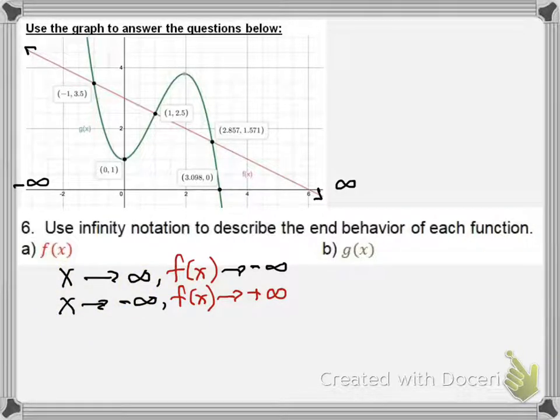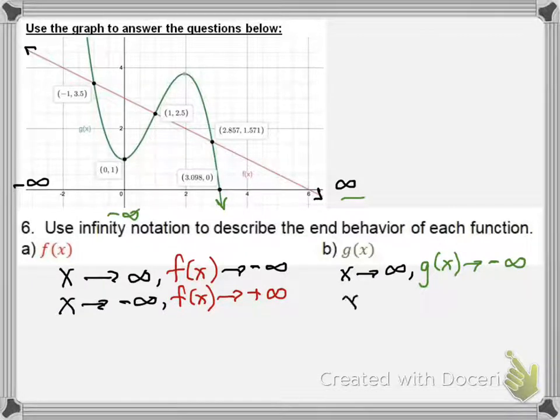Let's look at g of x. G of x, as x goes forever in the positive direction, what's happening to the y? Up or down? So as we go forever in the positive direction, looks to me like it's going down to negative infinity.